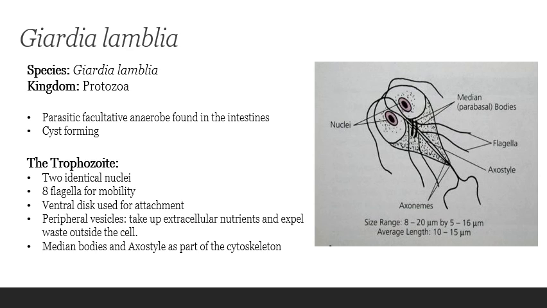Another thing that I forgot to mention is the ventral disc, and that's located right here beneath the nuclei, you could say. What it does is help the parasite to attach to the inner lining of the small intestine, and that's how it gets its nutrition. So it takes up the nutrition from your intestinal cells, actually.